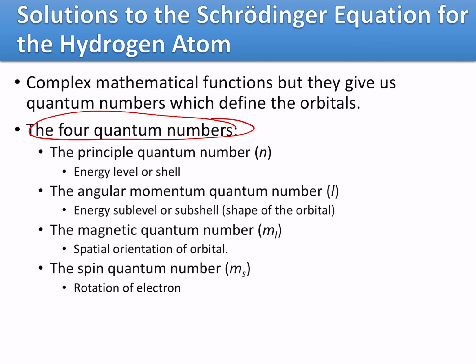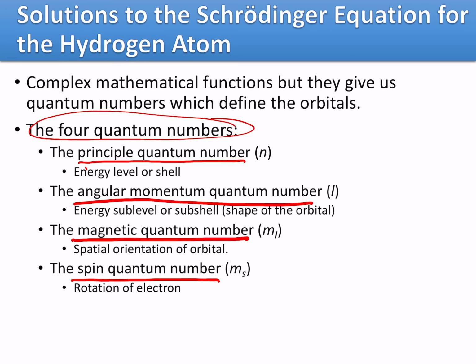Okay, they are the principal quantum number, the angular momentum quantum number, the magnetic quantum number, and the spin. Okay, just 4. 4 is more than enough. The first 3 are related to the orbital. The last one is related to the electron. Okay, so pretty much the first 3 define the orbital, the last one defines the electron.